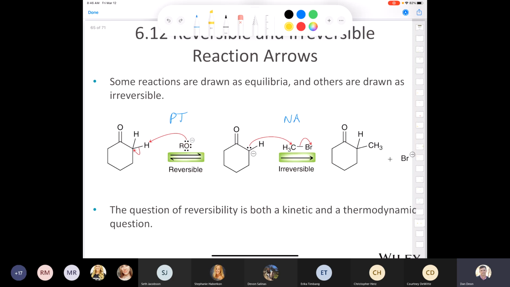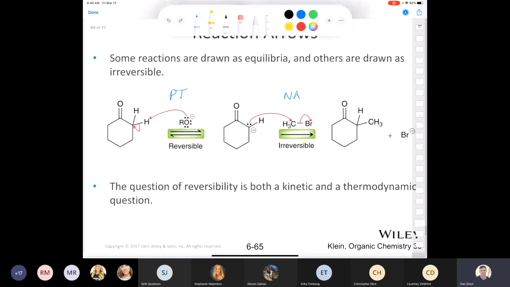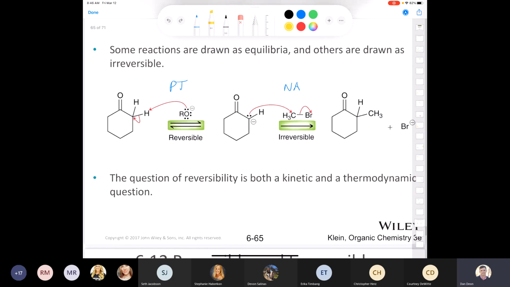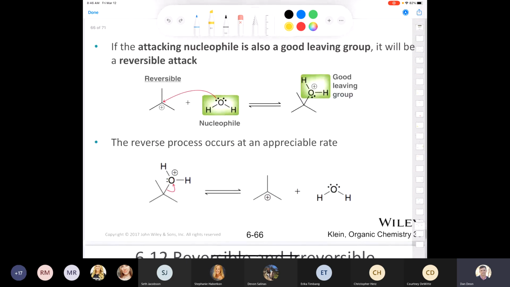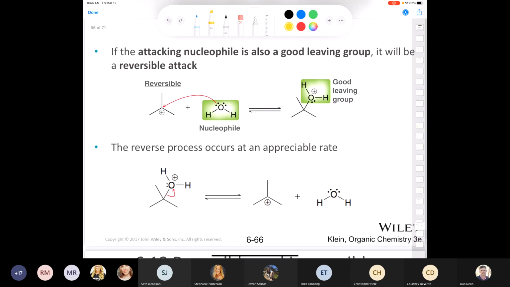And students sometimes get really confused about when do I draw an irreversible arrow, when do I draw a reversible, how do I know? The question is answered both by kinetics and thermodynamics. There's some really quick and dirty rules that are put forth here by David Klein in our textbook that enable you to decide whether you're going to write down an irreversible or a reversible arrow during a mechanistic step. So we'll start with a nucleophilic attack.